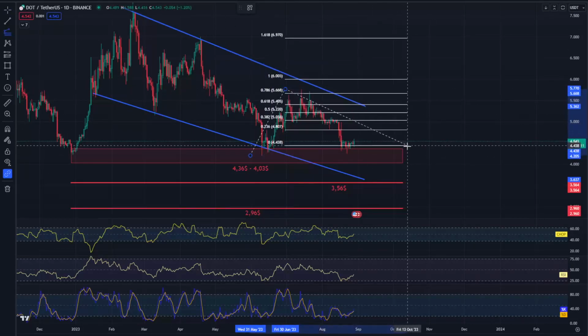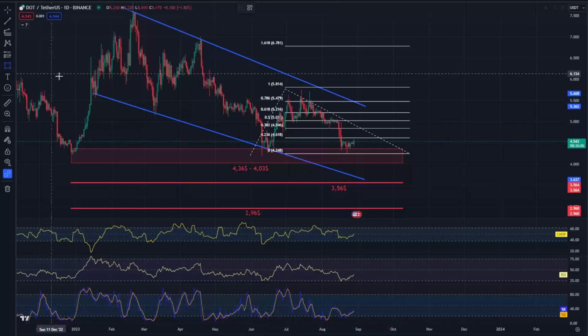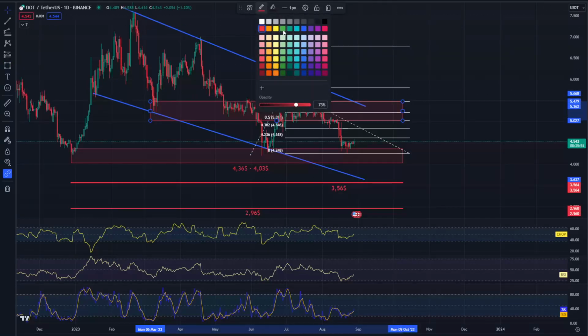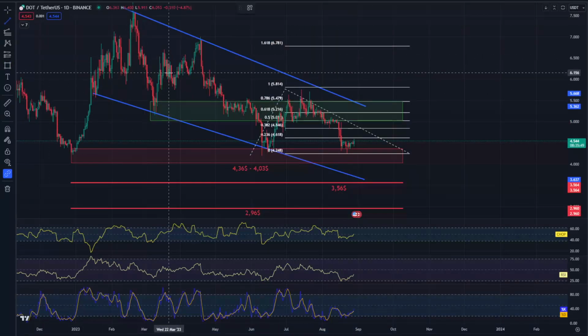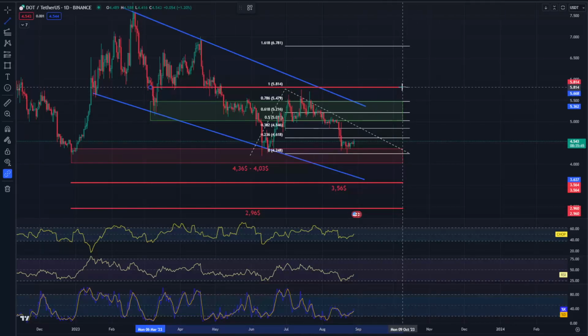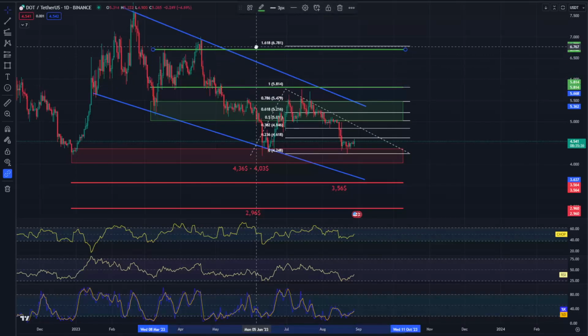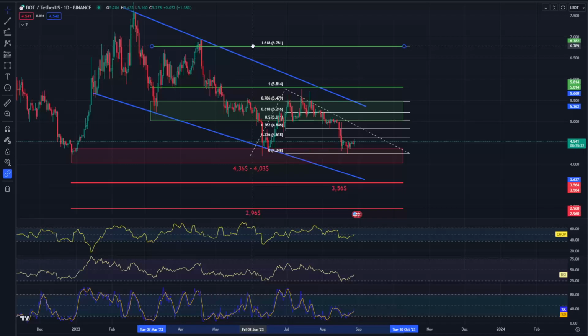Looking the other way, we see that the price is on its way to a very strong resistance zone from $5.02 to $5.47. Then there is resistance at $5.81. And then it will move towards a very strong resistance at $6.78.